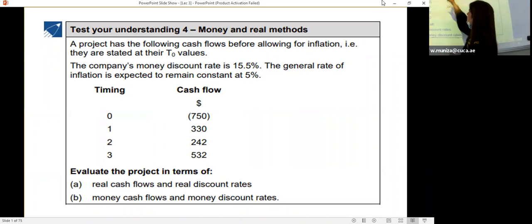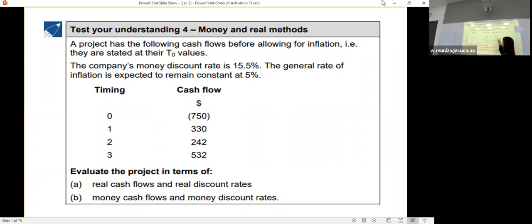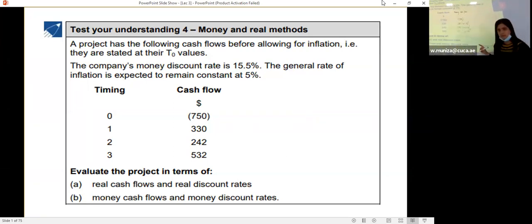Then this 330 times (1 plus r), 0.05. Which year is it? 1. Then 242 times (1 plus 0.05). Which year is it? 2. Then 532 times (1 plus 0.05) raised to the power 3. Now we are going to convert it, sorry, there was a confusion between money cash flows and discounted cash flows. Money cash flows. This is the money cash flow.